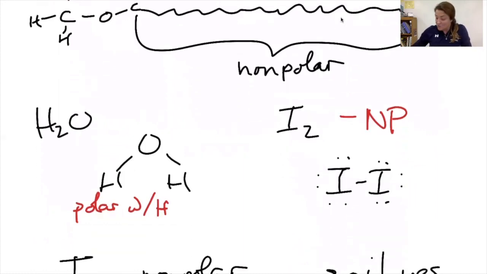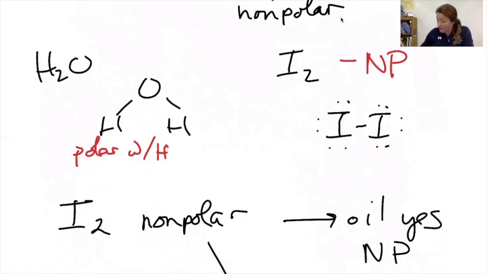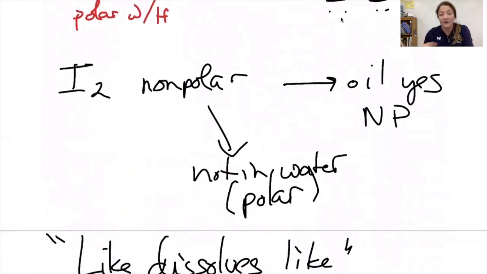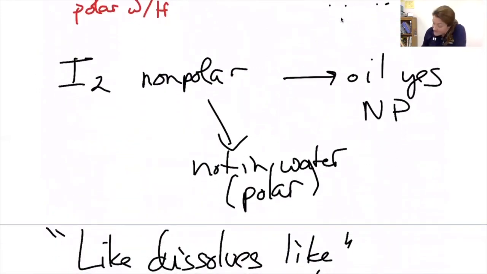Okay, so we should have seen that iodine, which is nonpolar, dissolves in the oil, but not in the water. This is due to a fact where solutes and solvents mix if they have similar intermolecular forces. It is called "like dissolves like." So when I say like dissolves like, here's what I mean.